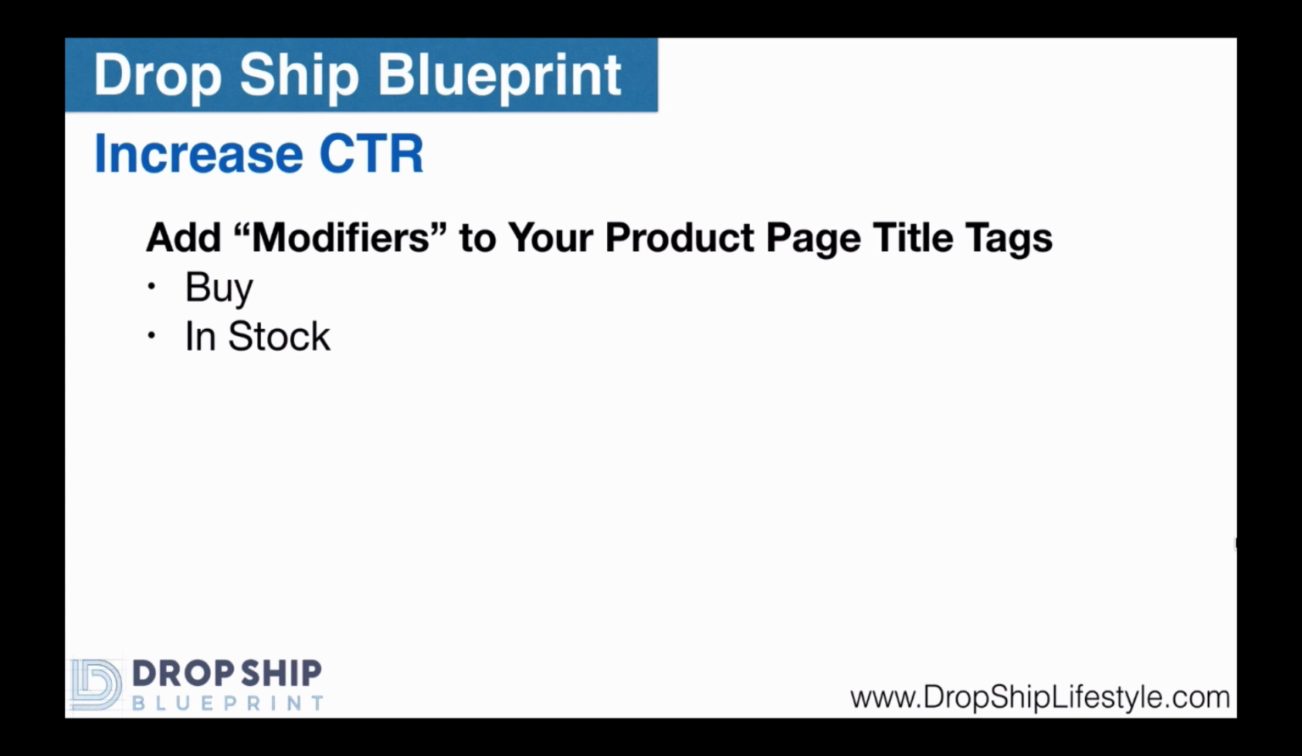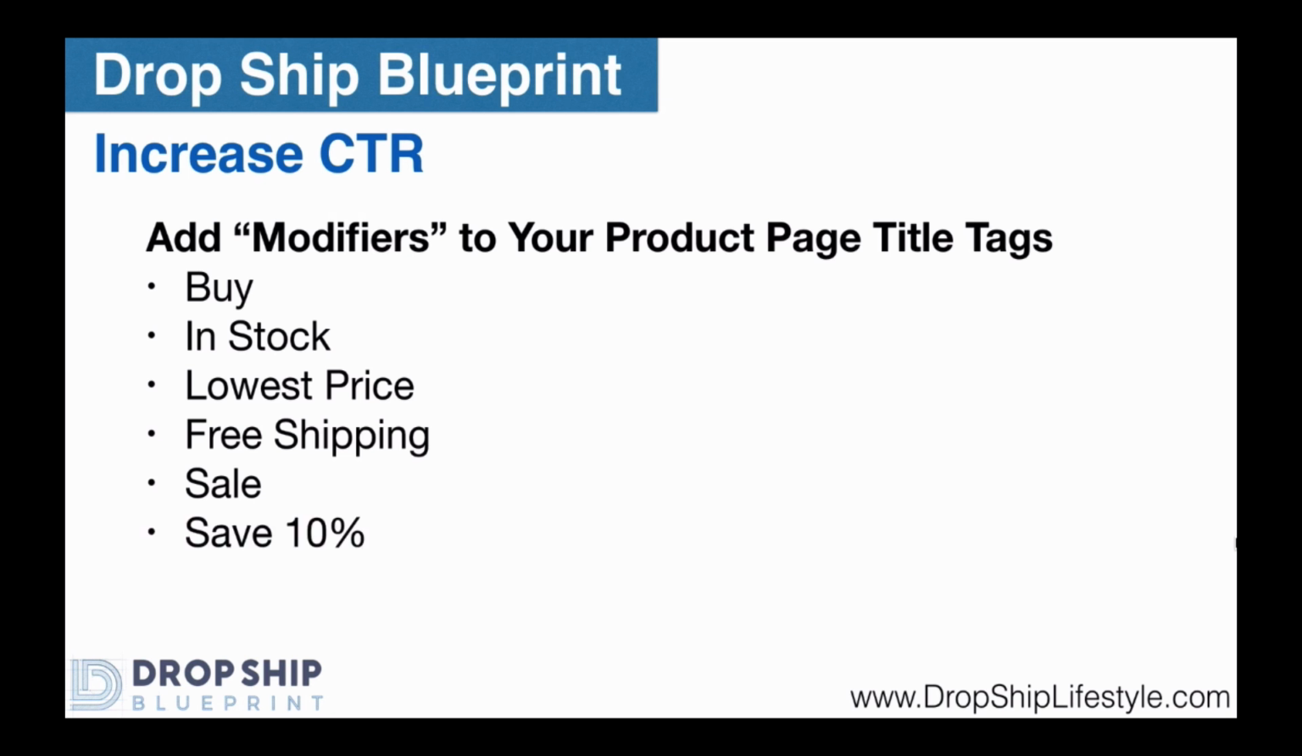So things that people are already searching and things that make them think, ooh, I could buy it from this website and it's in stock, more likely to get that click, right? Things like lowest price. So buy Anton's paddleboard model number 123 in stock, low price guarantee. Free shipping. Buy Anton's paddleboard 123 in stock with free shipping. Buy Anton's paddleboard 123 on sale now. Save 10%, right? All different things that we can add in.